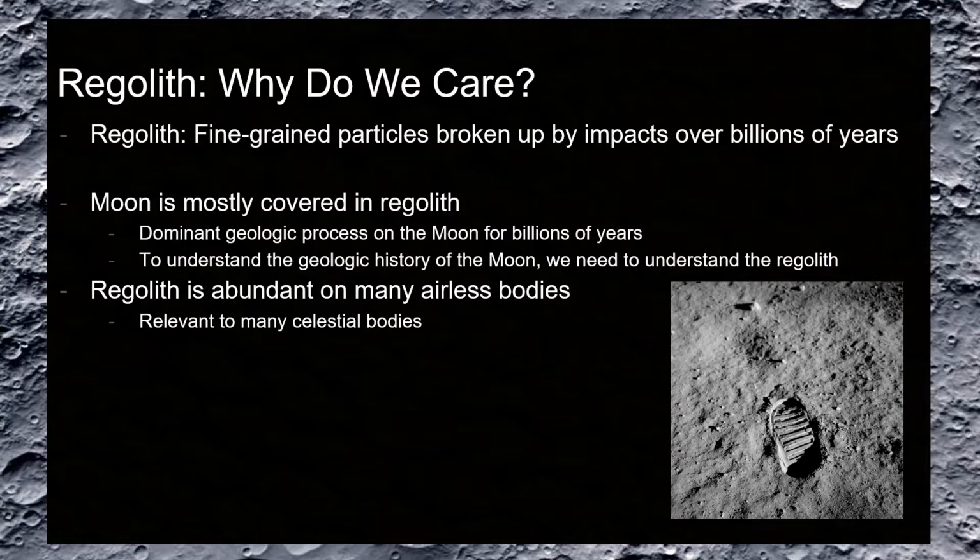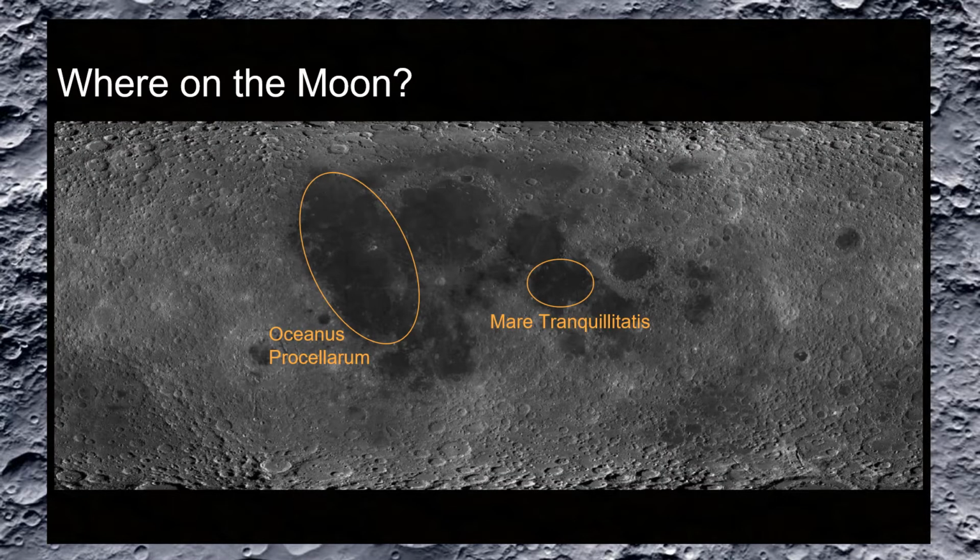Additionally, regolith is abundant on many airless bodies, so it's relevant to the study of many worlds throughout the solar system. Here on the map of the moon, I have marked the two regions that I'm looking at, Oceanus Procellarum on the left and Mare Tranquillitatis on the right.